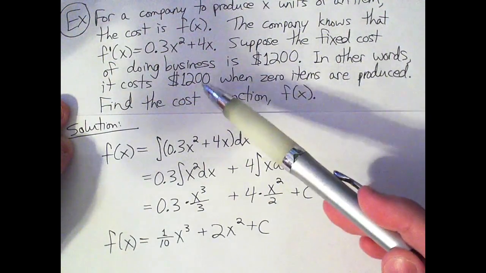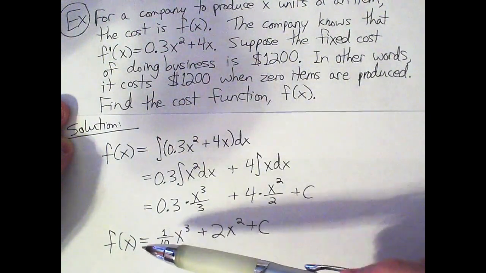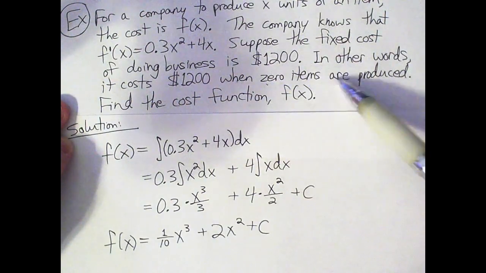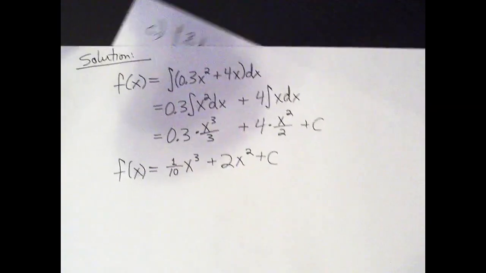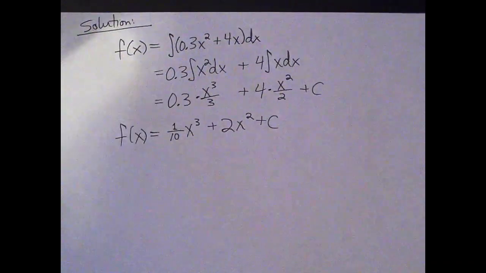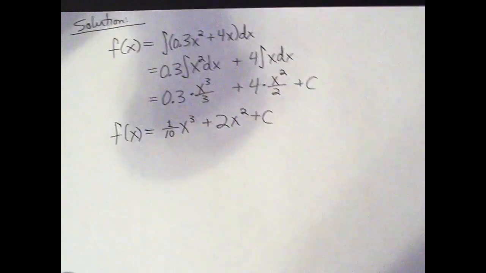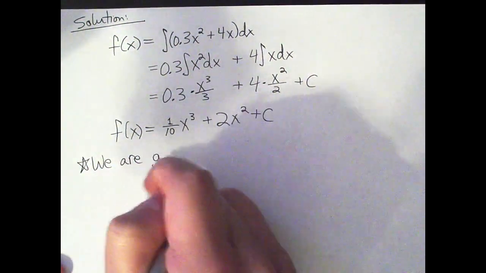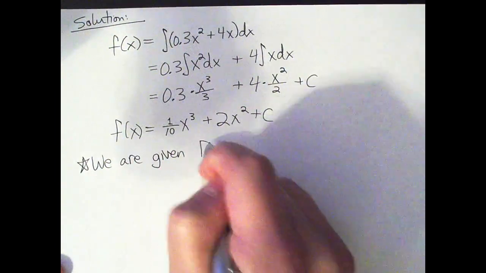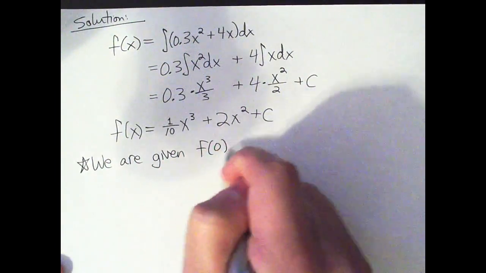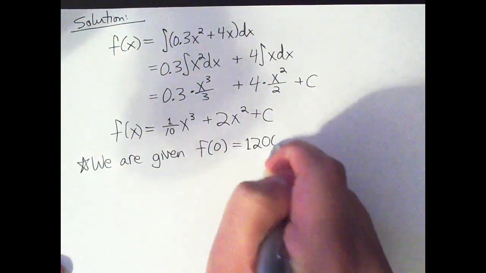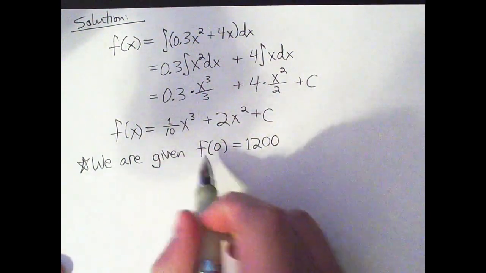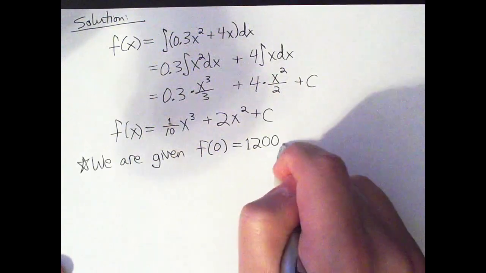This is supposed to be a cost function, and it's supposed to cost $1,200 when 0 items are produced. So we are given that the cost of producing 0 items is $1,200. That's what that sentence was saying, right? f of 0 is 1,200. And we're going to use that.